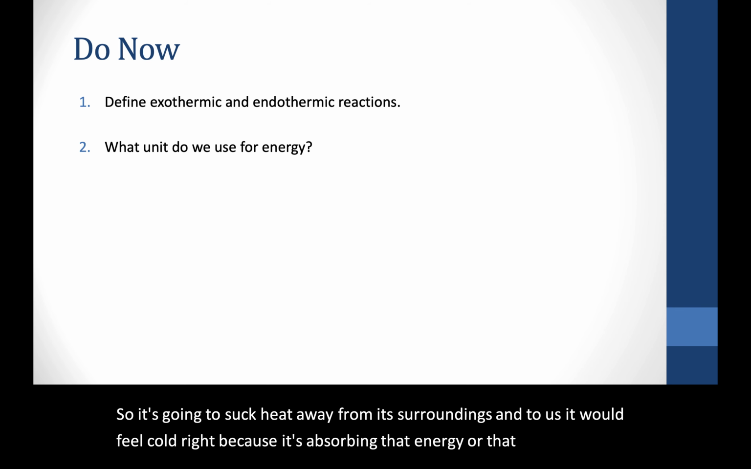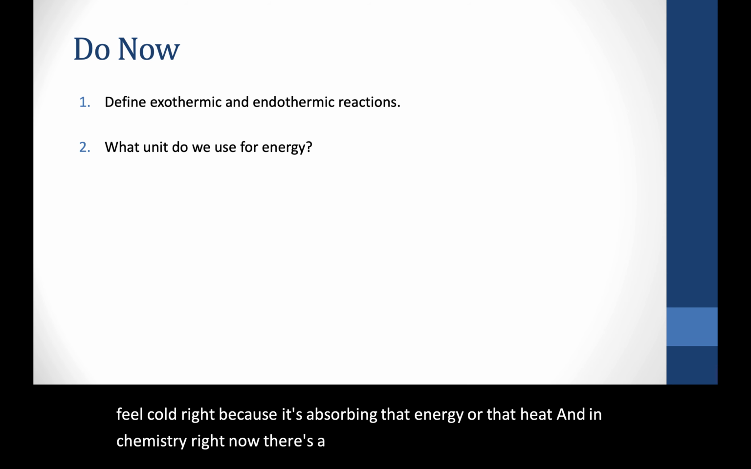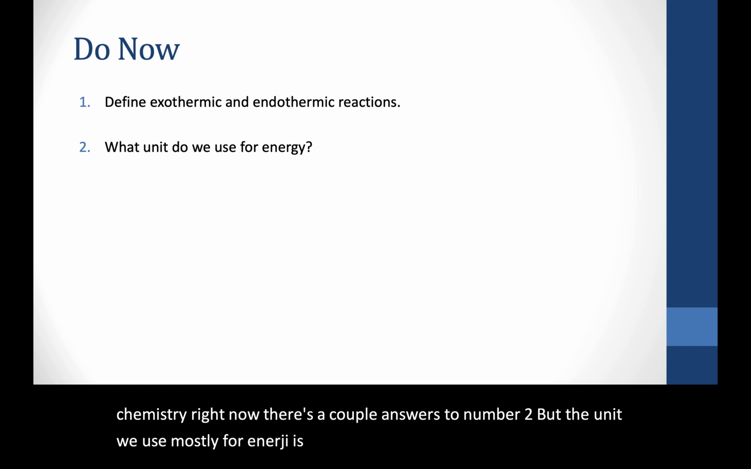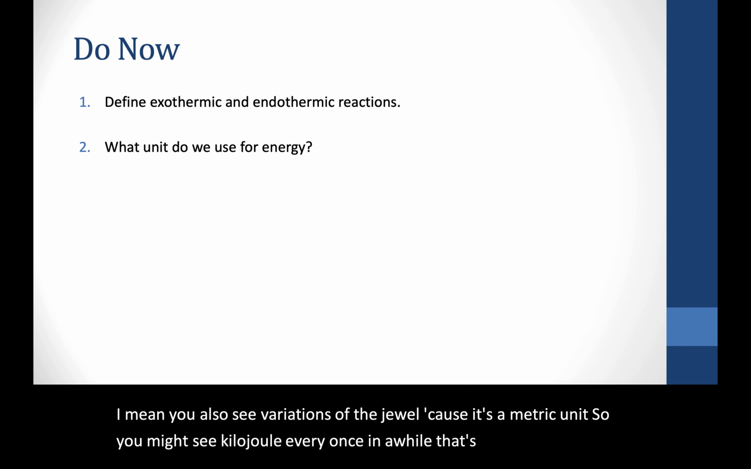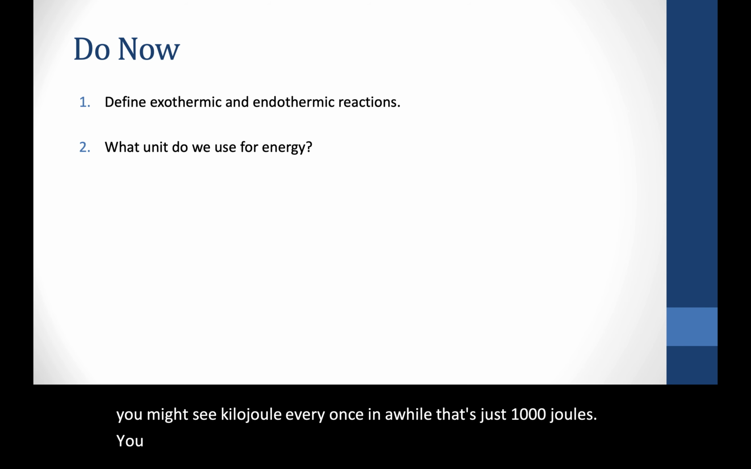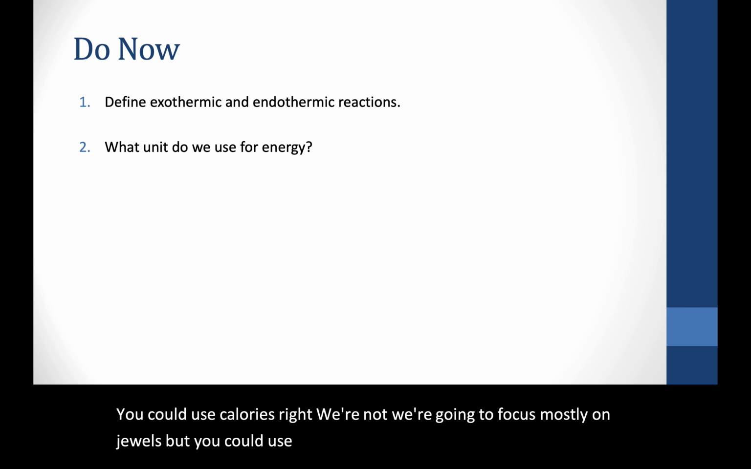And in chemistry, now there's a couple answers to number 2, but the unit we use mostly for energy is the joule, capital J. I mean, you also see variations of the joule because it's a metric unit, so you might see kilojoule every once in a while. That's just 1,000 joules. You could use calories, right? We're going to focus mostly on joules, but you could use calories. That's also a unit of energy.